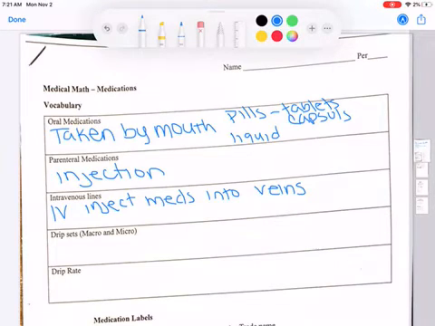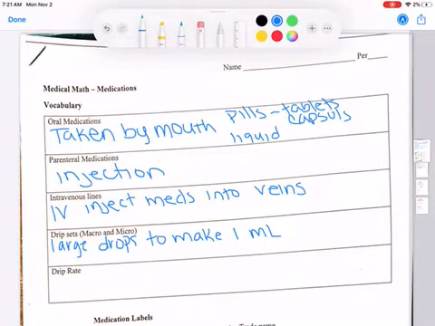Okay, drip sets. So pretty much it's just large drops. And the way a drip set is measured is how many drops it takes to make 1 milliliter. So for example, if I said it's a 15 drip set, that means it takes 15 drops to make the 1 milliliter.